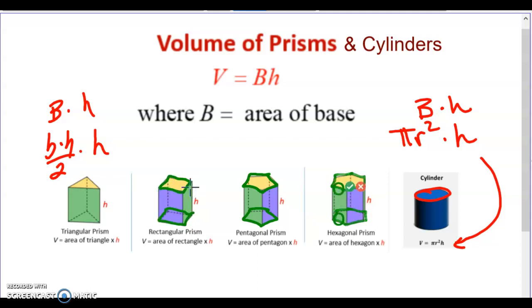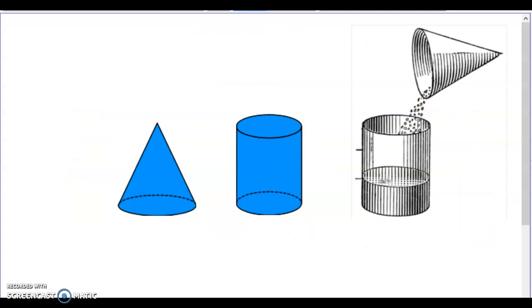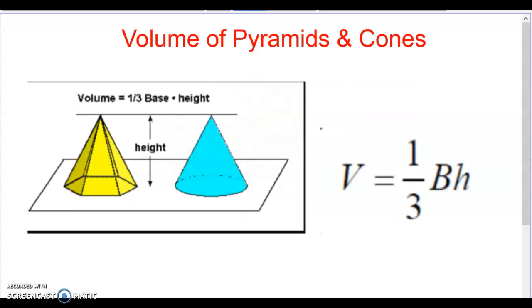So today what we're going to do is find the volume of cones and pyramids. If we take a look at those, there is only one circle. There is only one hexagonal base. So pyramids and cones have just one base, and then they meet at a point at the top.